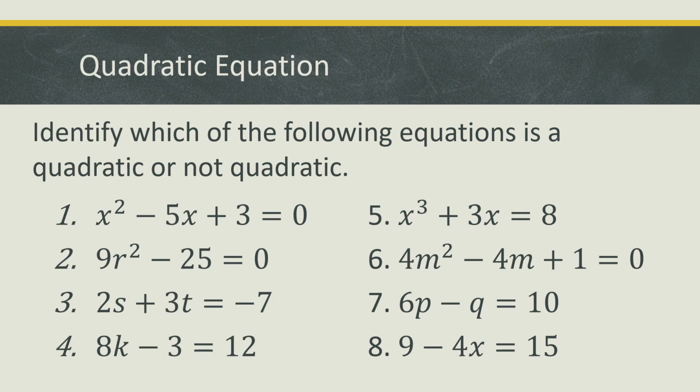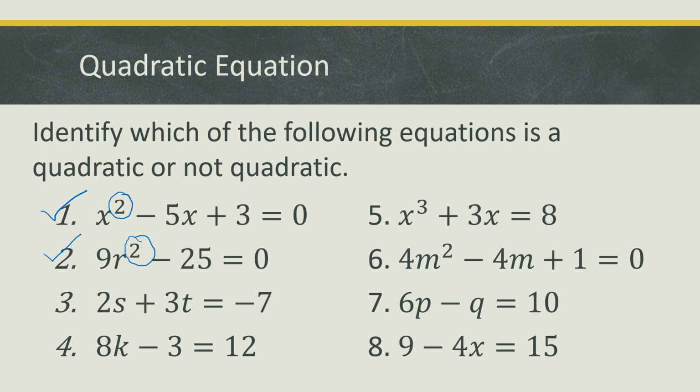So for us to identify, again, the highest exponent that we must see is 2. For the first example, we have x squared minus 5x plus 3 is equal to 0. The highest exponent is 2. Therefore, it is a quadratic equation. Number 2, 9r squared minus 25 is equal to 0. There's the highest exponent of 2. Therefore, it is a quadratic equation.